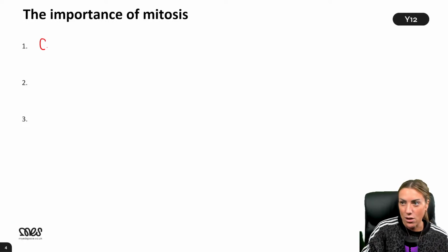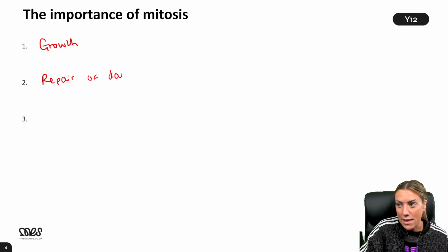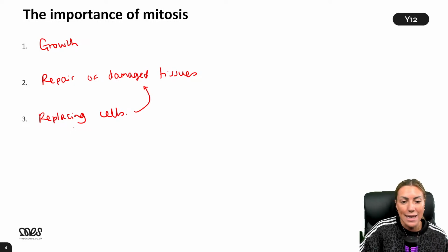So Kira says growth, repair. So repair of damaged tissues. And the other one, the other R, is replacing cells. Obviously, these 2 link together, right? Because we do replace cells to repair damaged tissues, okay?